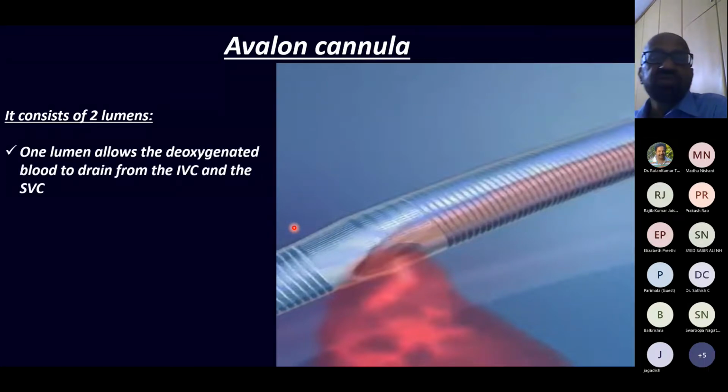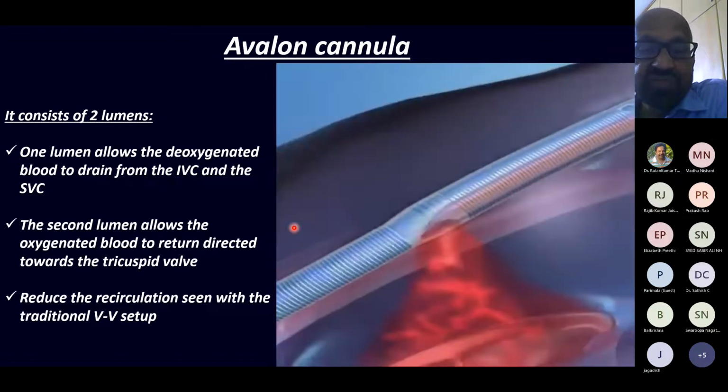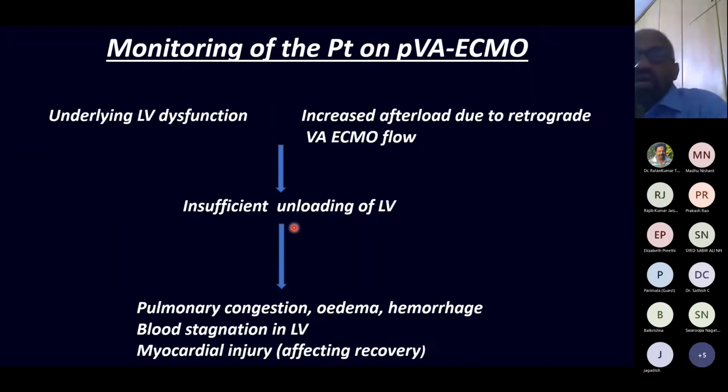One lumen allows the deoxygenated blood to drain from the IVC and SVC. The second lumen allows oxygenated blood to return, directed towards the tricuspid valve. This requires precise placement of the cannula to direct the return blood towards the tricuspid valve.